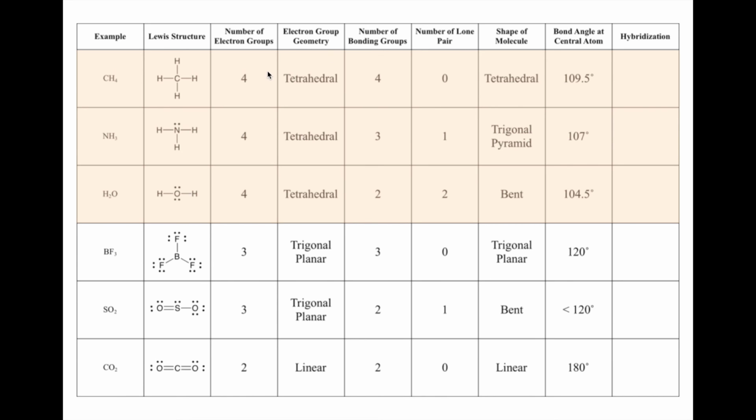In any case where the number of electron groups is equal to the number of bonding groups, the electron group geometry and the shape of the molecule will always be identical. So in the case of methane, we have four electron groups. That gives rise to a tetrahedral electron group geometry. All of those electron groups are bonding groups. None of them are lone pairs, and that means that the shape of the molecule or the molecular geometry will also be tetrahedral. At our central atom, we'll have a bond angle of 109.5 degrees in that tetrahedral structure to keep all four of our electron groups as far away as possible.